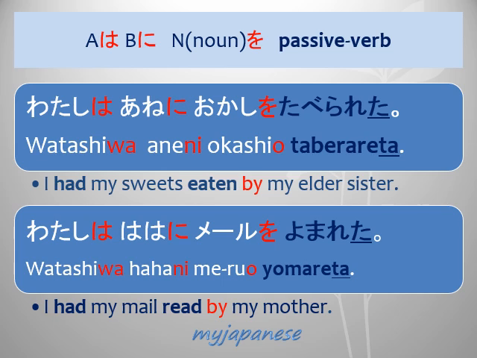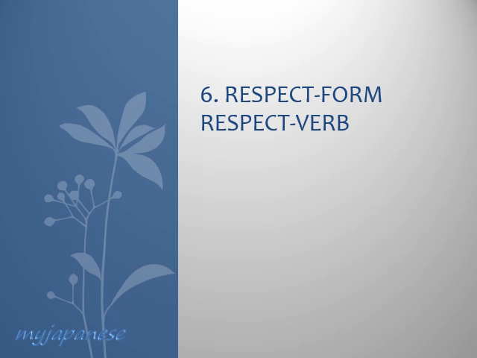We are going to practice with many example sentences in another lesson. Let's go to the next one, respect form. Talking about polite expressions with verbs, we learned ます form. Actually, there are more various polite expressions in Japanese, such as humble form, etc. We will learn in detail later in my Japanese grammar polite expression lesson. So here, I'll just introduce its conjugation and example sentences.